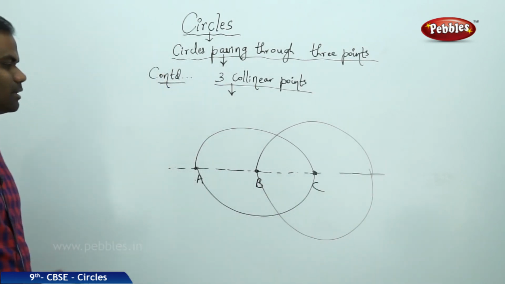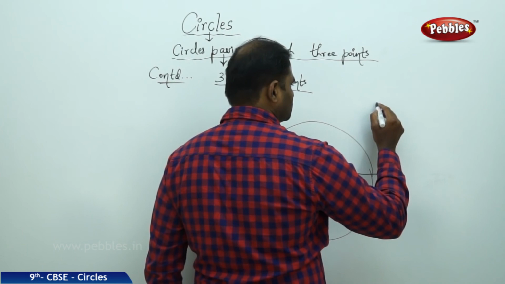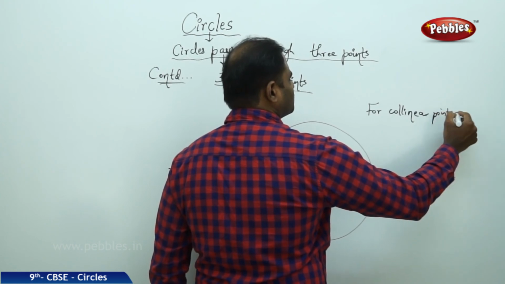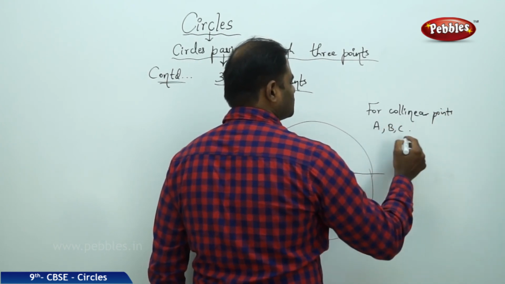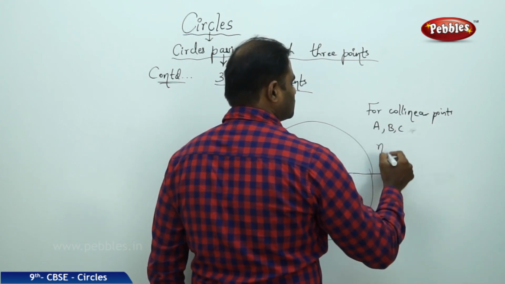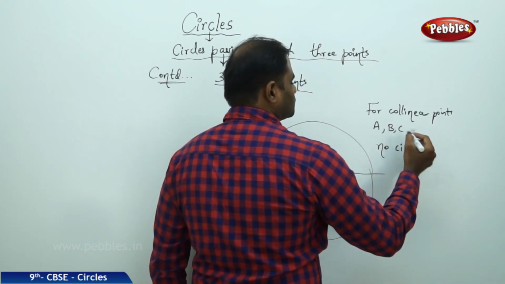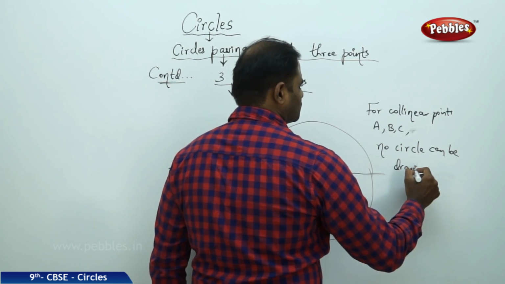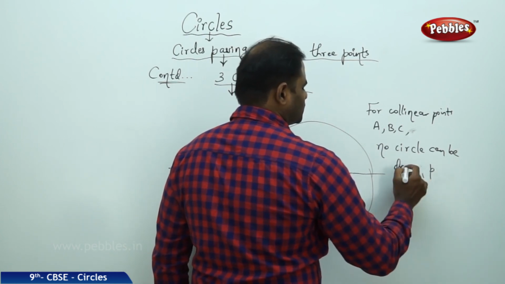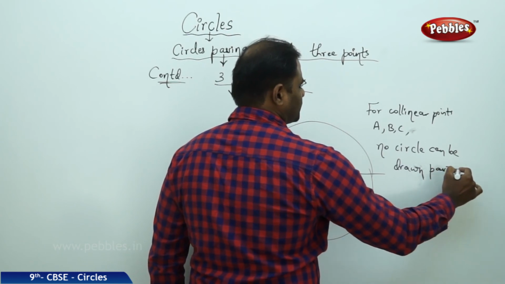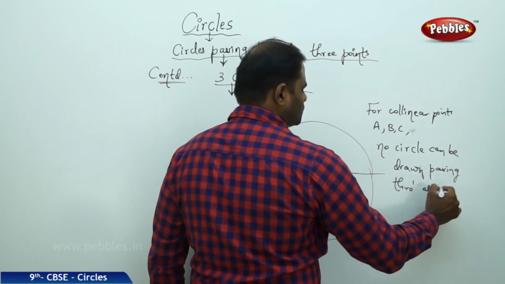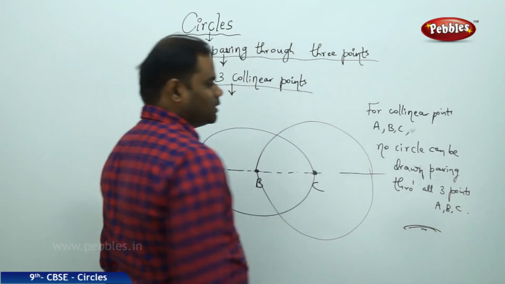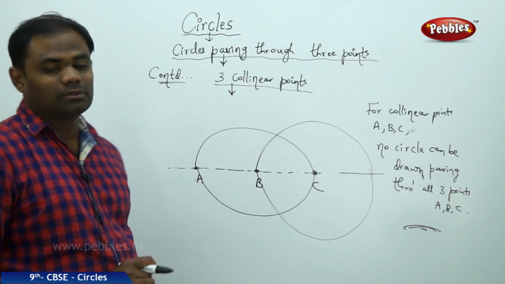I clearly understand that for collinear points A, B, C, no circle can be drawn passing through all three points A, B, C. It is impossible to draw a circle passing through all 3 points.